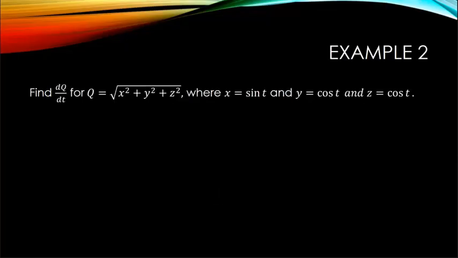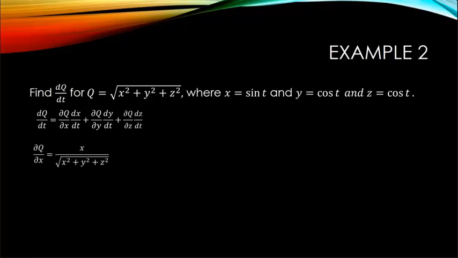Let's work another example. I want to find dq/dt when q is equal to the square root of x squared plus y squared plus z squared, and where x is sine t, y is cosine t, and z is cosine t. I have three variables, so I'm using the equation dq/dt is equal to the partial of q with respect to x times dx/dt plus the partial of q with respect to y times dy/dt plus the partial of q with respect to z times dz/dt.